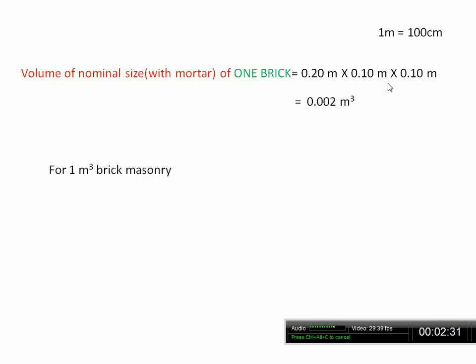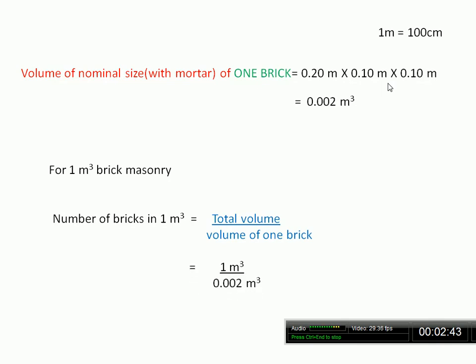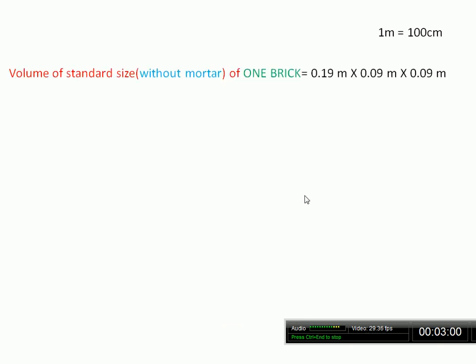Now for 1 m cube brick masonry, the number of bricks is equal to the total volume divided by the volume of 1 brick. We consider the total volume is equal to 1 m cube and the volume of the nominal size of 1 brick is equal to 0.002, and we get the answer 500 bricks. That means in 1 m cube we use 500 bricks.